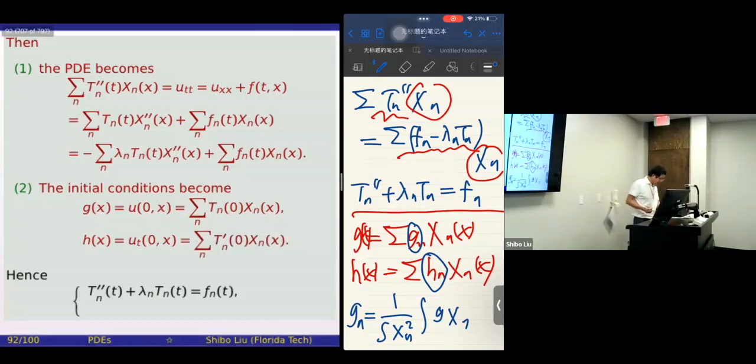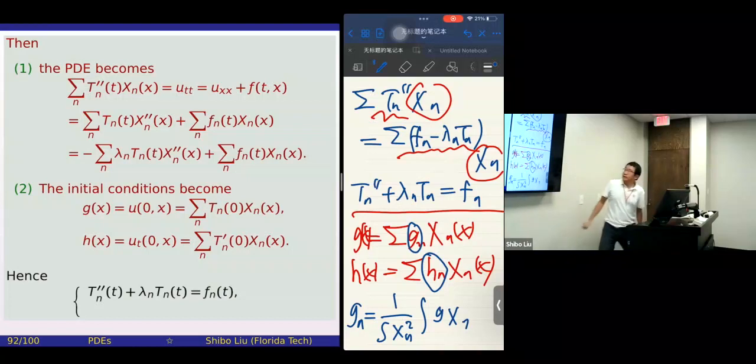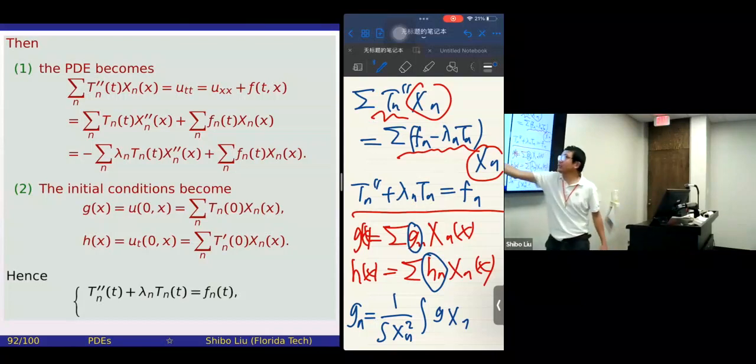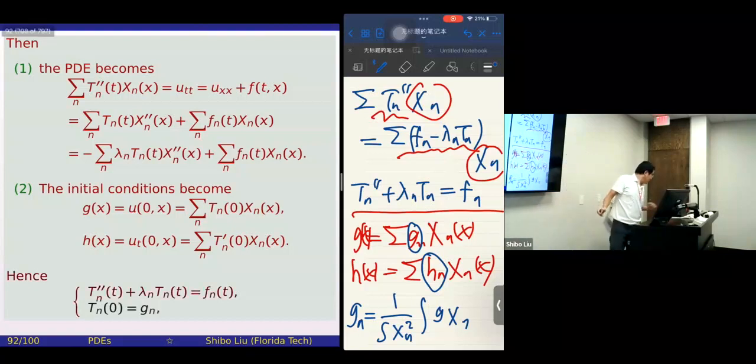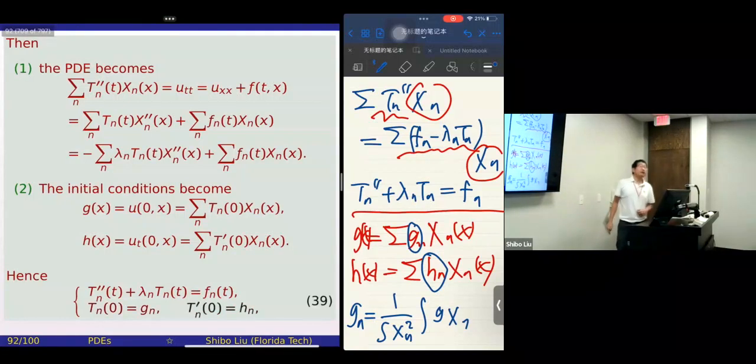So combine everything together, we have what? We have this ODE for Tn. This is a second order ODE. And this Tn satisfies what? Gx is the sum of Gn xn x. This is the expansion for the initial function, the initial displacement. But on the other hand, Gx equals sum of Tn0 xn x. Comparing these two, you find that Tn0 is Gn, right? Similarly, compare the expansion of h here and here. You know that Tn prime 0 is Hn.